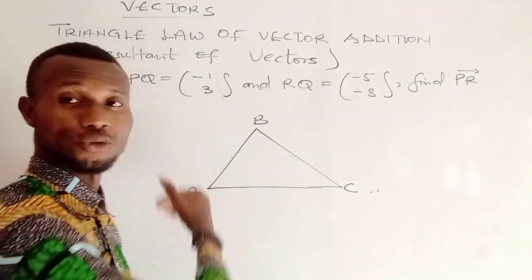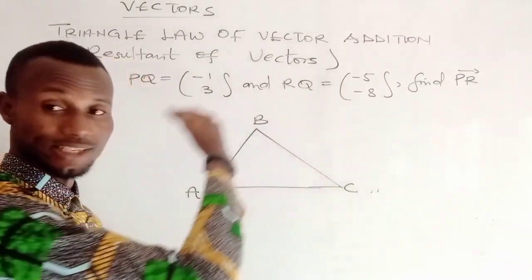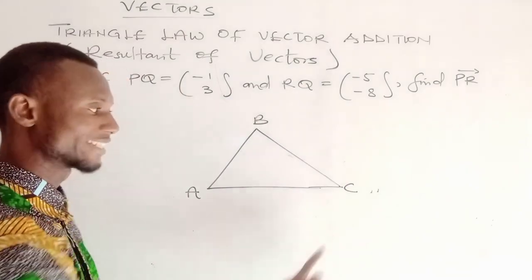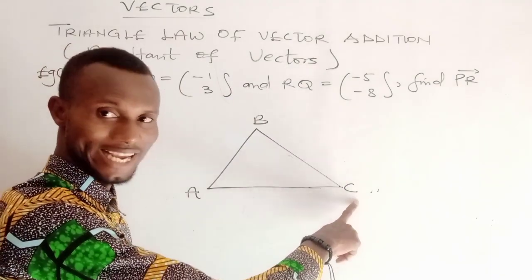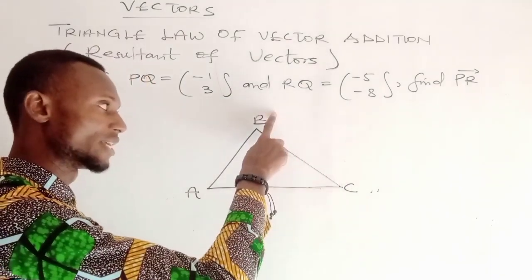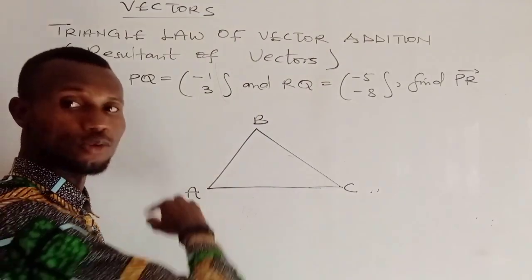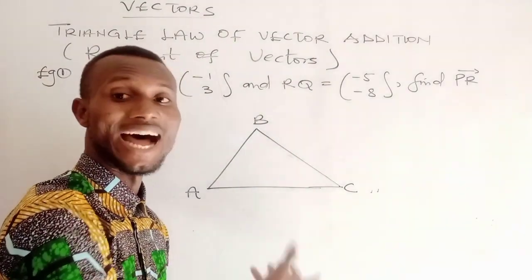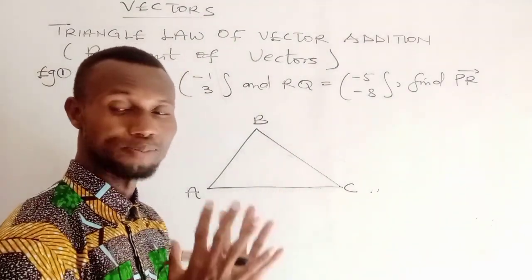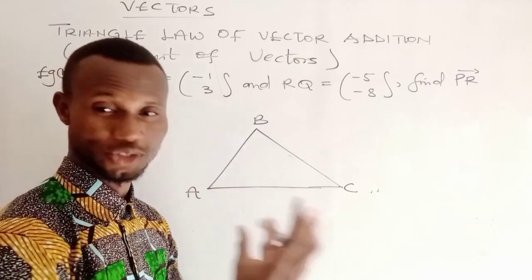Either you move clockwise or anti-clockwise. So if I started here and I make here A, it means I'll come here, make here B, and here will be C. Either you move clockwise or anti-clockwise. That's the proper way to label a triangle.